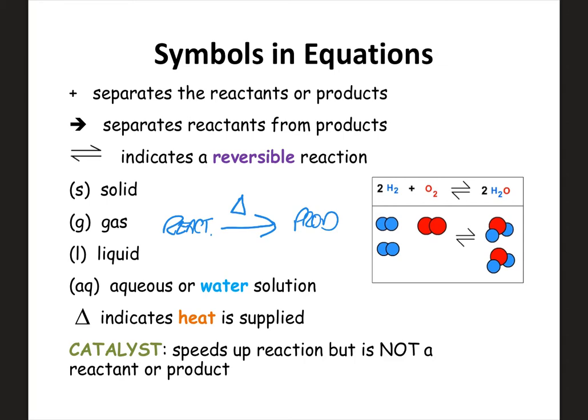And then you also have catalyst. You might remember catalyst from biology. This is just something that speeds up a reaction, but it's not a reactant and it's not a product. So same deal, the catalyst would just be written over the arrow.